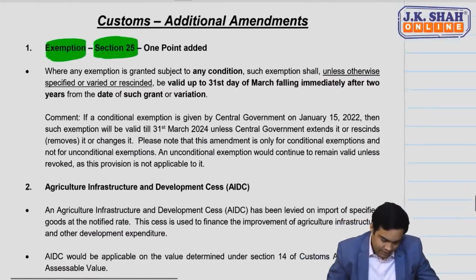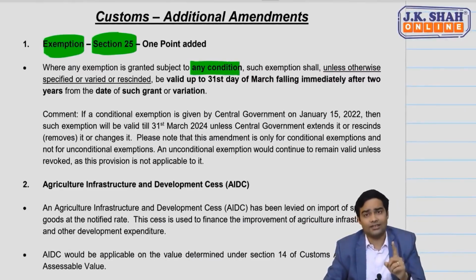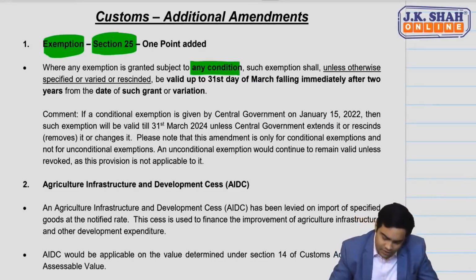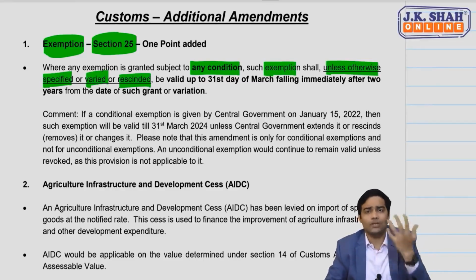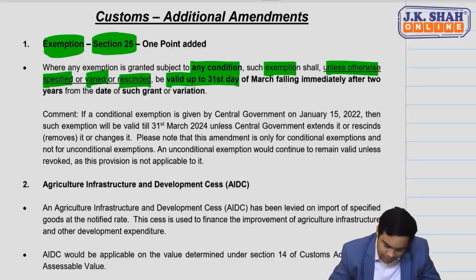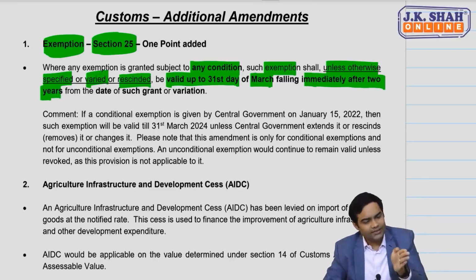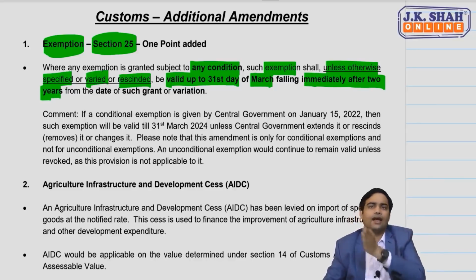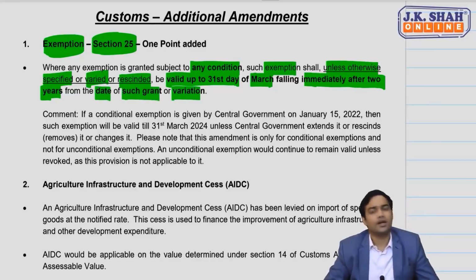See this carefully. Where an exemption is granted subject to any condition, it's only for conditional exemptions and not for exemptions without any conditions. Such exemption, unless otherwise specified, varied or rescinded, government can remove it much before, government can extend it, that's the discretion of government. Will be valid up to 31st March falling immediately after expiry of 2 years. Government gives an exemption, 2 years from there and 31st March after that. From the date of grant of such exemption or variation, where government has varied certain terms, from the day they vary, from there 2 years.